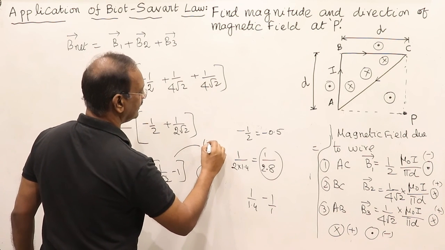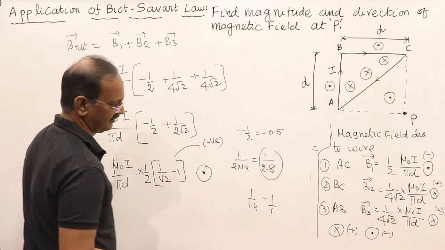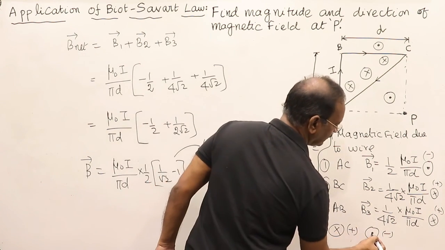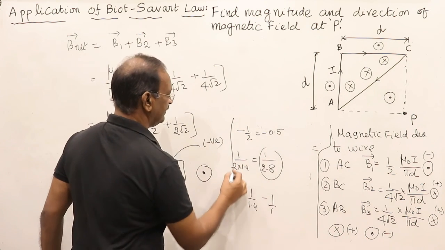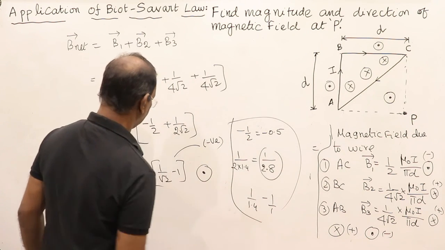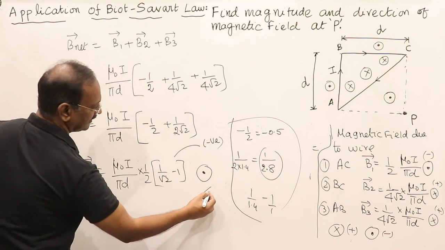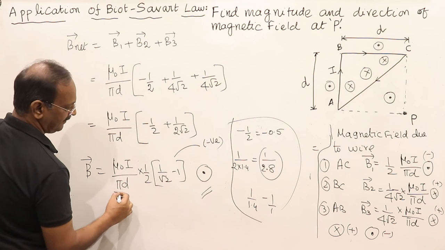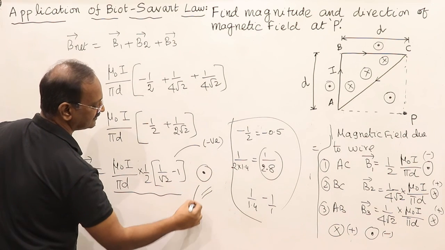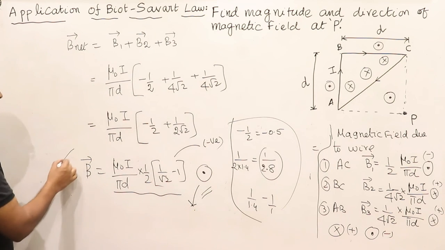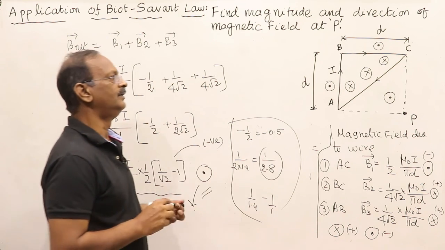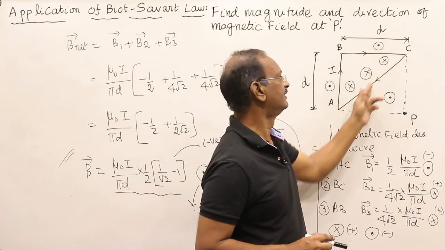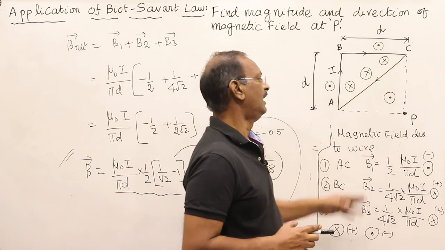The answer will come in negative, and negative means the outward magnetic field. The net magnetic field will be outward. So this is the magnitude of the resultant magnetic field, and this is the direction of the resultant magnetic field due to these line segments at P.